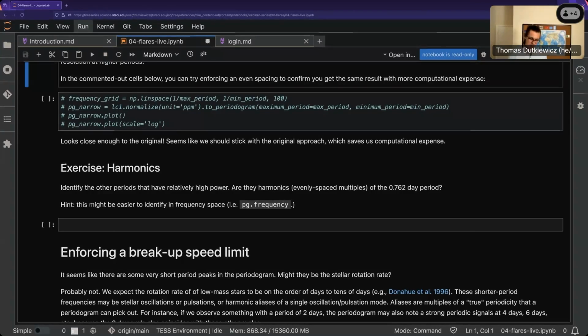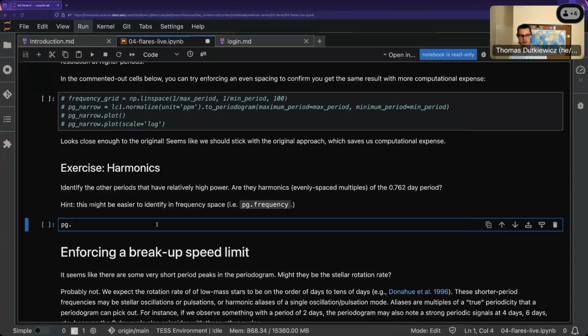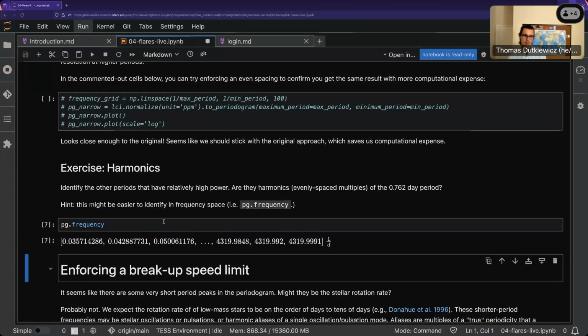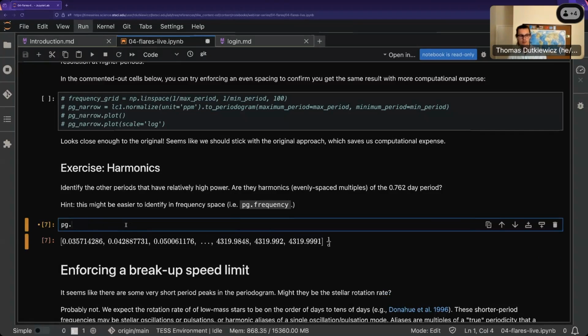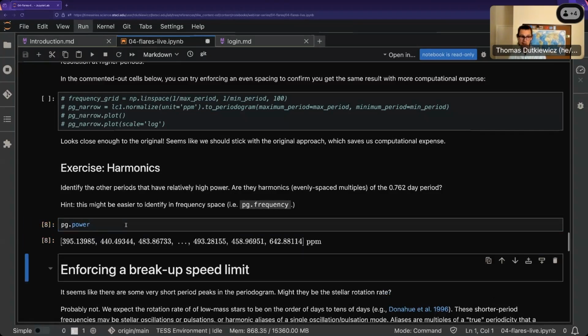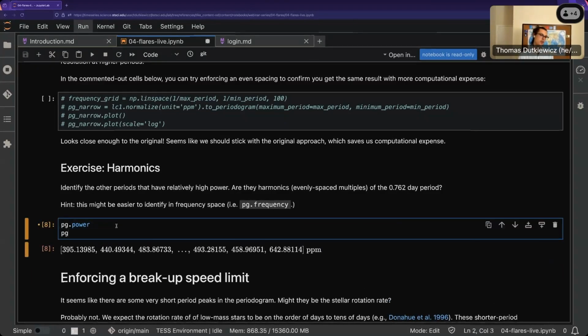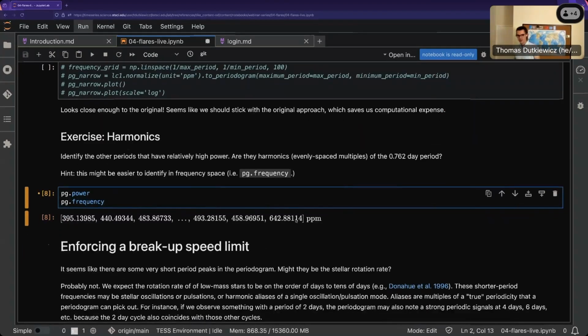My hint to you is that this is, I think, slightly easier to identify in the frequency space, but you can do this however you like. And the other hint, just so you don't have to spend time flipping through the lightkurve documentation, is that the way to access these values is you can do pg.frequency. So that'll give you all of the frequencies. And you can also do pg.power, and that will give you all of the powers, meaning the heights on the periodogram, which are expressed in this parts per million unit. So I'll leave both of these up, pg.power and pg.frequency. And that should hopefully be enough to get you started.